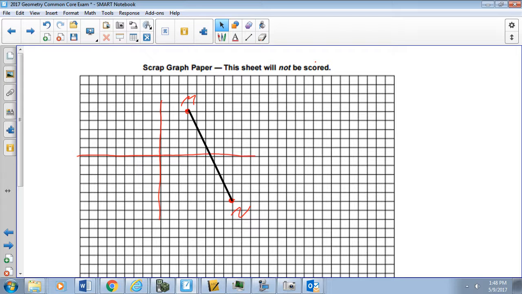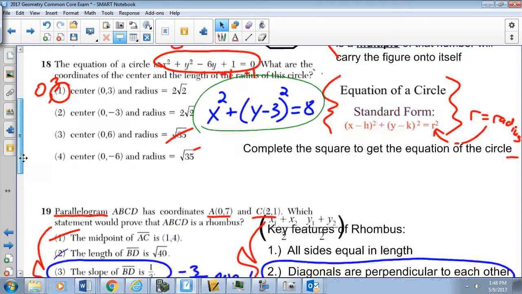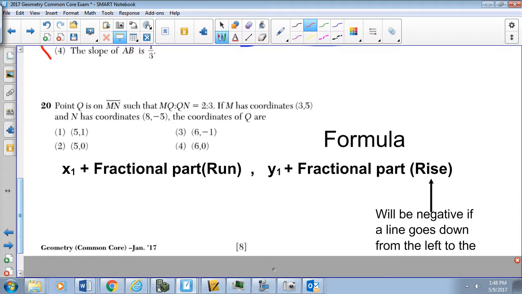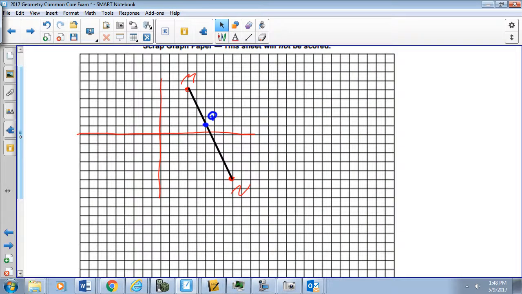The question is saying there is a point Q on here such that MQ to QN is a 2 to 3 ratio. So say I have Q right here. Now, MQ to QN. Think to yourself, should MQ be bigger or QN? Since MQ goes with the 2 and QN goes with the 3, that means QN needs to be bigger. So we need to keep that in mind. If we get to the end of our problem and our point is like here, well, that's a problem because QN is smaller.